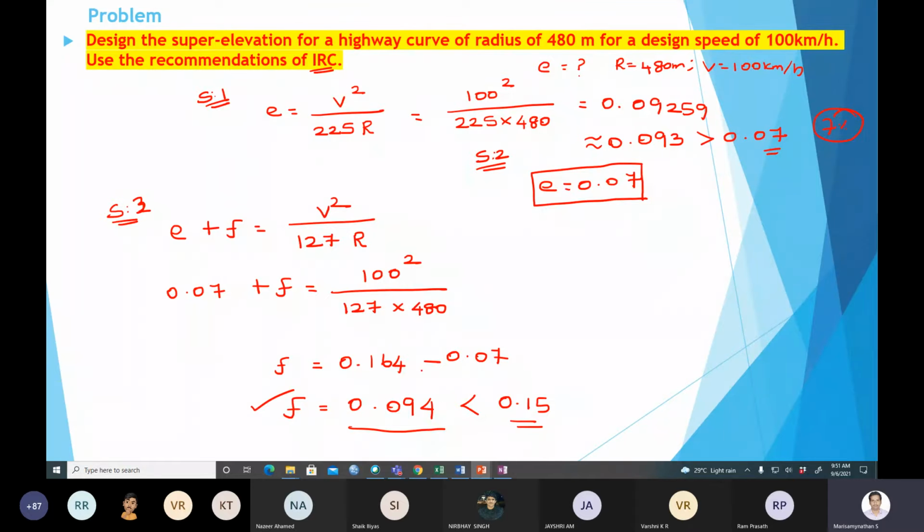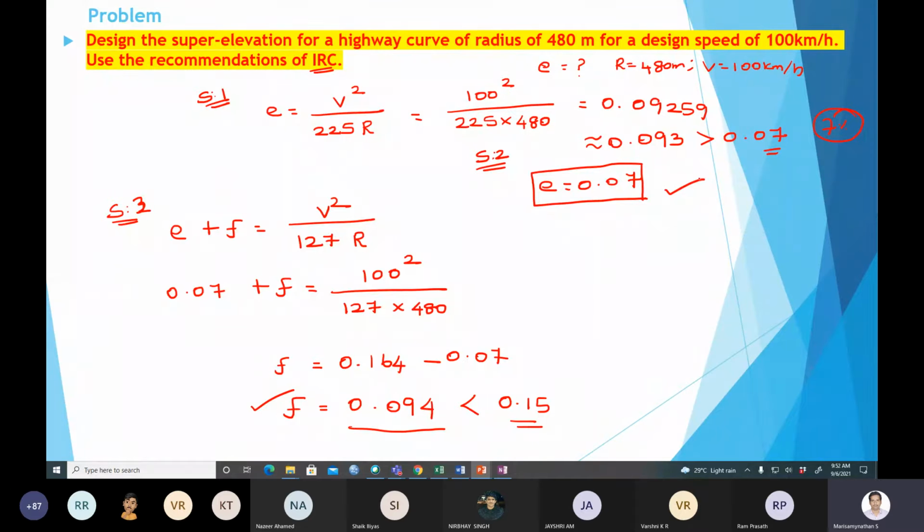So this is a simple calculation for the given curve of radius 480 meter and design speed 100 kilometer per hour. We are estimating what the super elevation value will be. We know the equation V squared divided by 225 into R. While applying, you are getting the value of 0.093, which is greater than the permissible value of 0.07. So in step 2, we are finalizing the E value as 0.07.